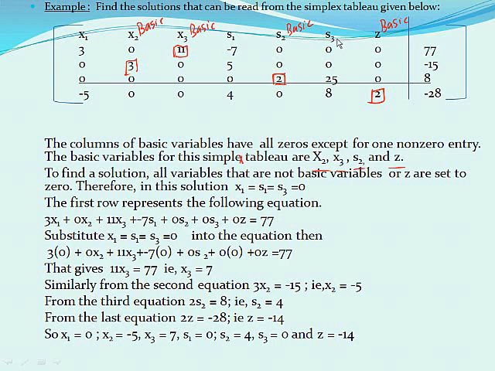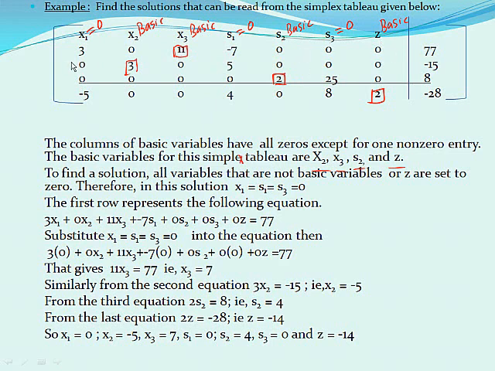What we need to do, in order to get a solution, is set all those non-basic variables to be zeros. So x1 will be 0, s1 will be 0, and s3 will be 0. Those are the non-basic variables. Now we are going to read the equations using the rows. If you read the first row, it will be 3 times x1, 0 times x2, 11 times x3, negative 7 times s1, 0 times s2, plus 0 times s3, plus 0 times c equal to 17.